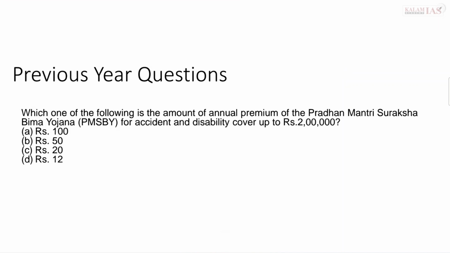First, which one of the following is the amount of annual premium for Pradhan Mantri Suraksha Bima Yojana for accident and disability cover up to rupees 2 lakhs? A. Rupees 100, B. Rupees 50, C. Rupees 20 or D. Rupees 12.